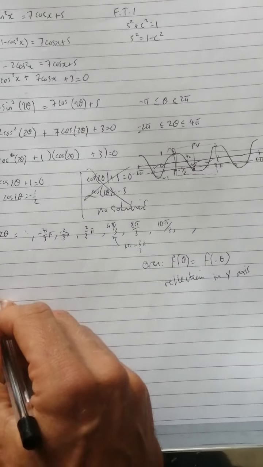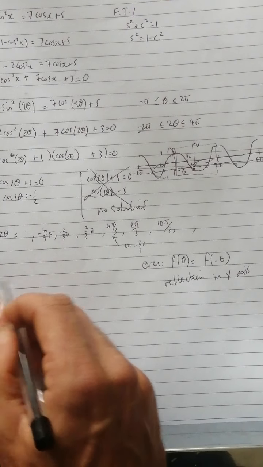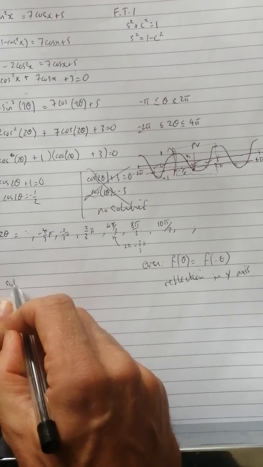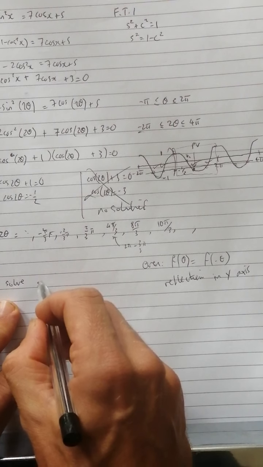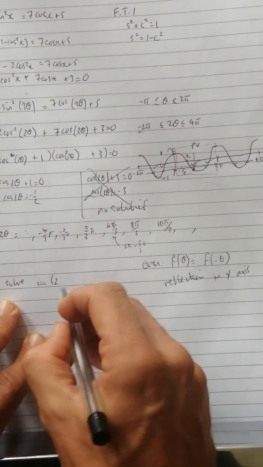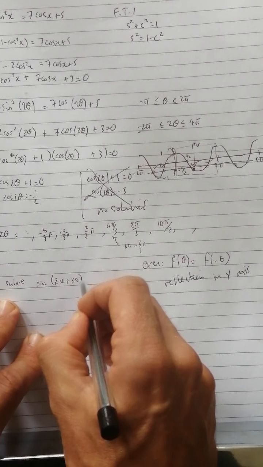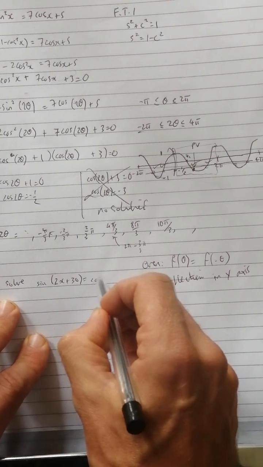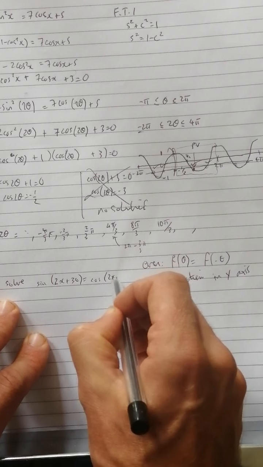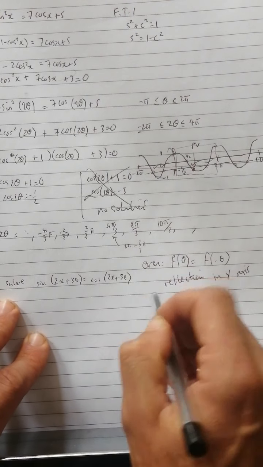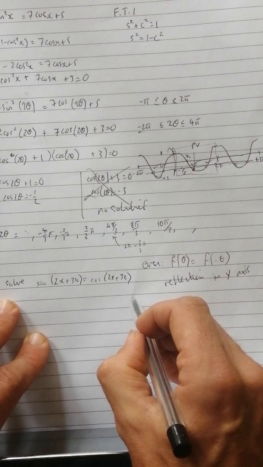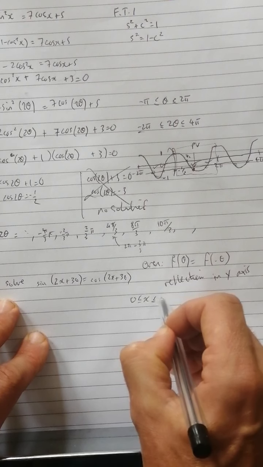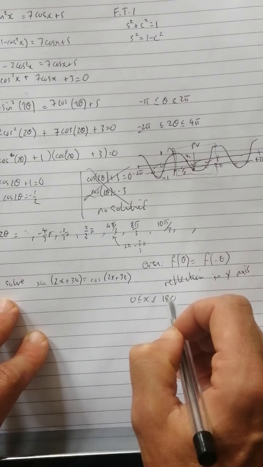The third part of the question is solve sine 2x plus 30. Now there's no squareds on this one, but we've got a mixture of sine and cos. So we're probably going to be using another identity. Oh god, run out of space for the domain. It's important. 0 less than x less than 180.